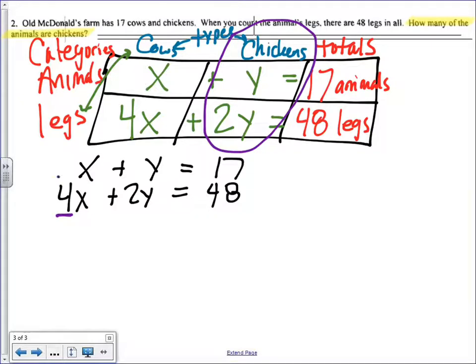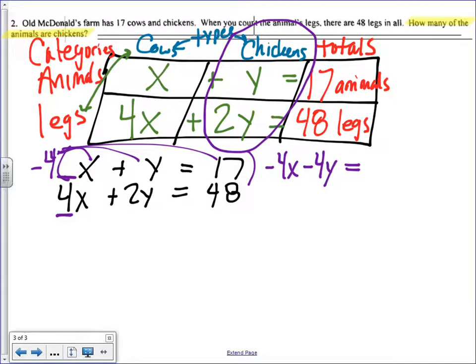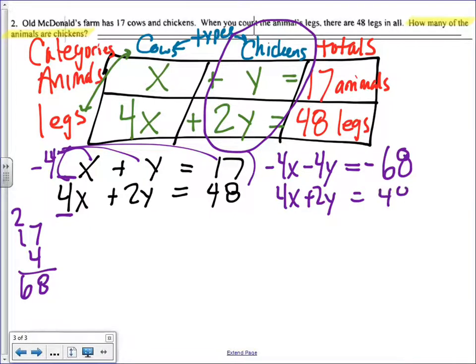So if I have a positive 4 here, what needs to go here? A negative 4. And in order to do that, we have to multiply by negative 4. Okay, so we distribute. Negative 4 times X is negative 4X. Negative 4 times Y is negative 4Y. Negative 4 times 17, again, I have to do some margin math here. 17 times 4 is 28, carry the 2. That's going to be 68, and it's going to be negative 68. Okay, so negative 68, and on the bottom we still have 4X plus 2Y equals 48.